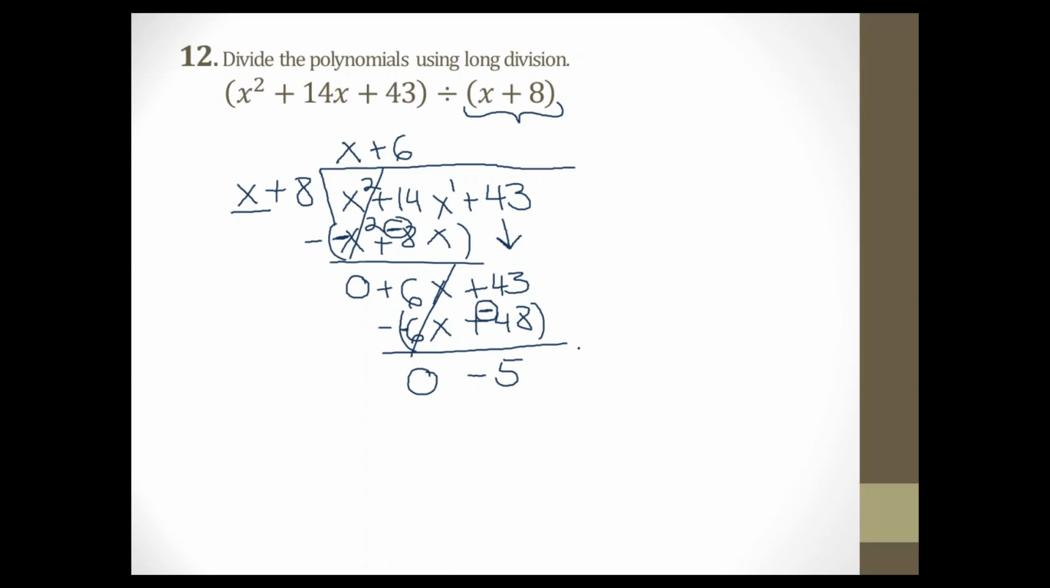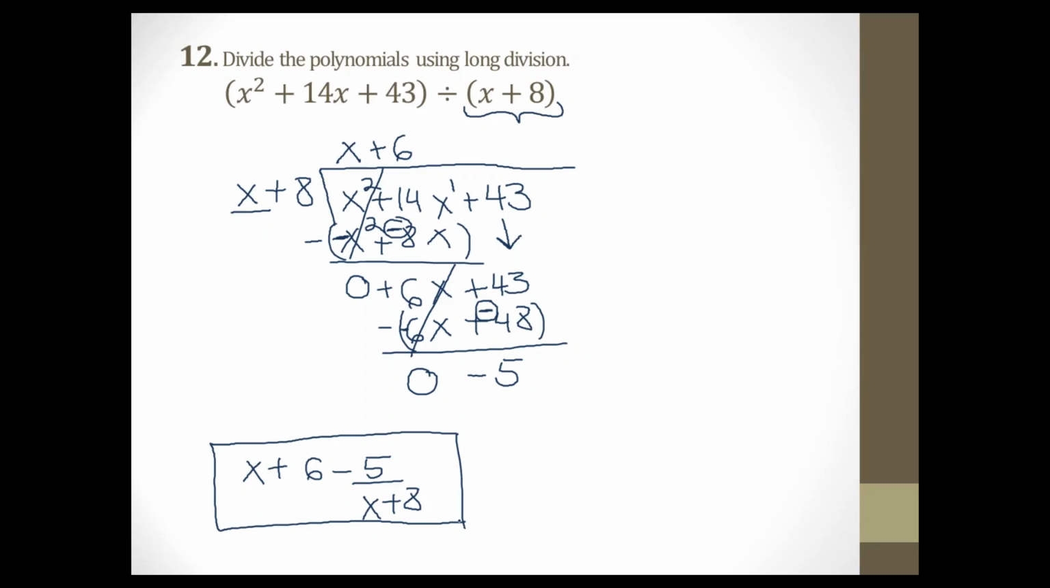There's nothing else we could bring down. That means that we're having a remainder. So putting it all back together to write it as a solution, starting off by our quotient, which is x plus 6, and then basically adding the remainder, so minus 5. We were able to divide this 5 by x plus 8. So that will be the solution to this long division problem.